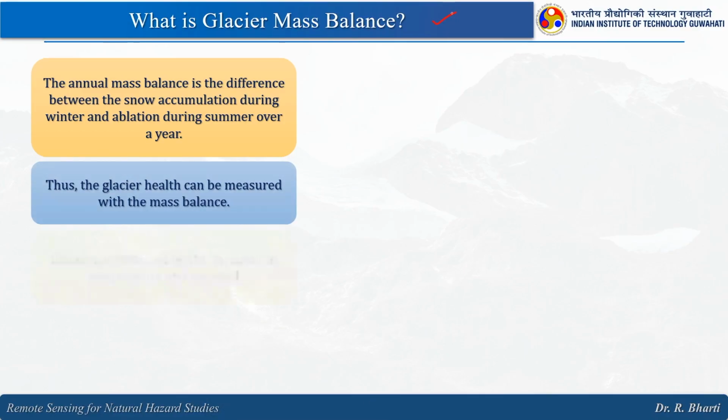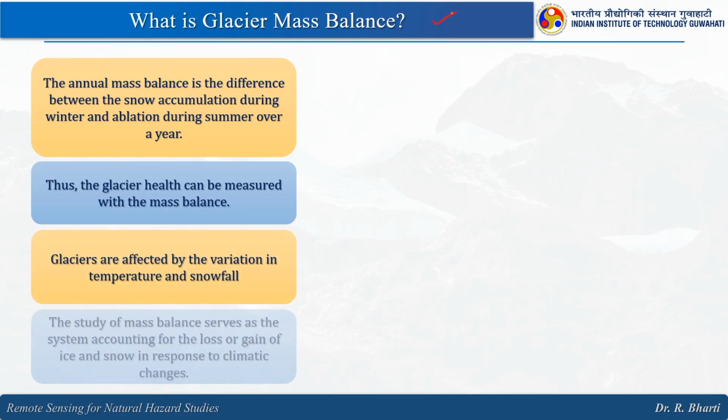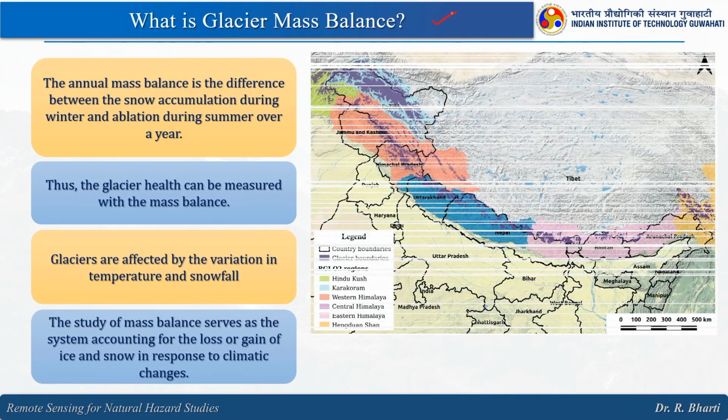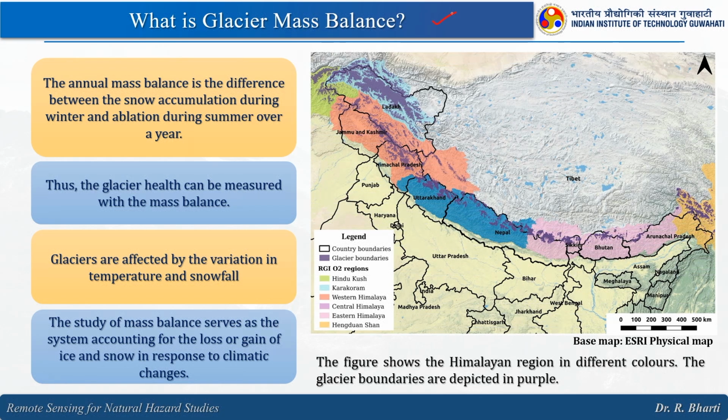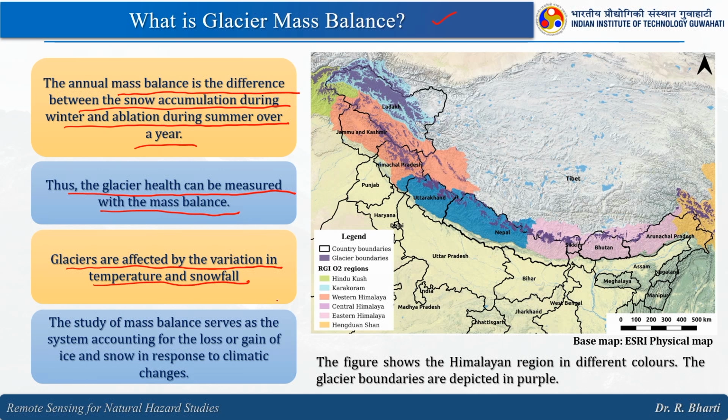If you see the water which is coming from the melt, basically it is causing the mass balance change. If there is a negative mass balance, you have more water in the glacial lakes, and then you have more vulnerability to GLOF event. The annual mass balance is the difference between the snow accumulation during winter and ablation during summer over a year. Thus, the glacial health can be measured with the mass balance. Glaciers are affected by the variation in temperature and snowfall. This is what we discussed.